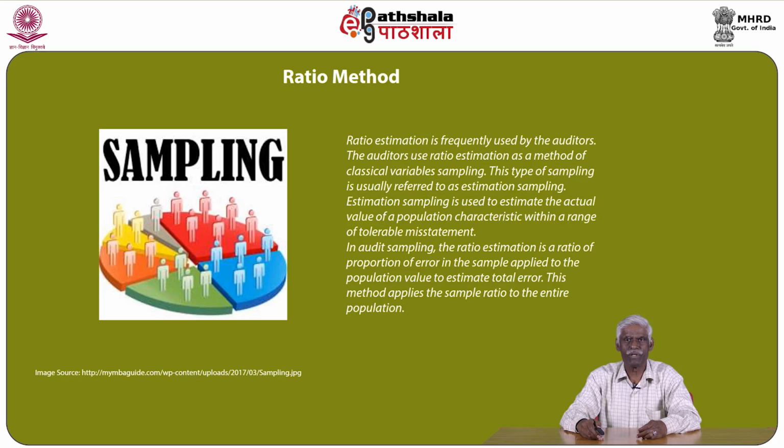In audit sampling, the ratio estimation is a ratio of the proportion of errors in the sample applied to the population value to estimate total error. This method applies the sample ratio to the entire population.